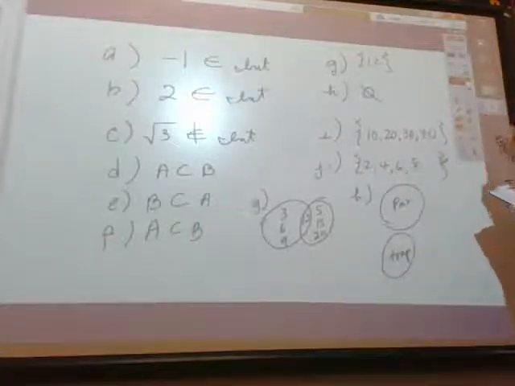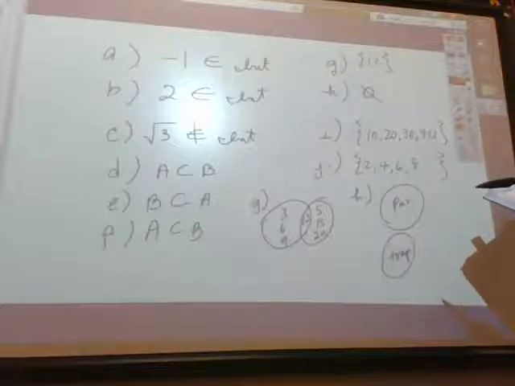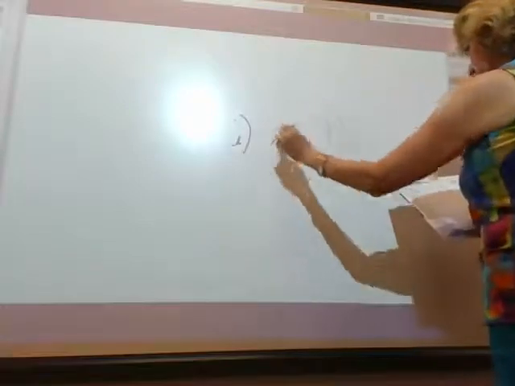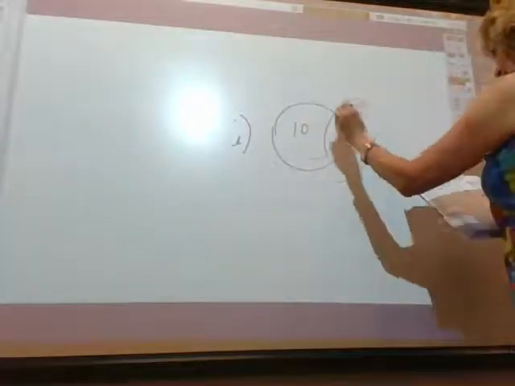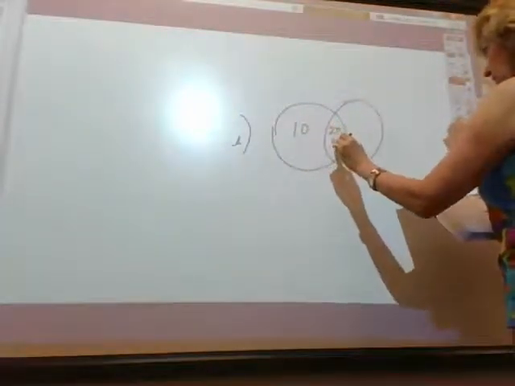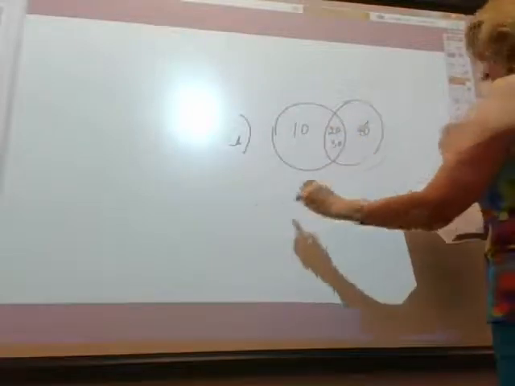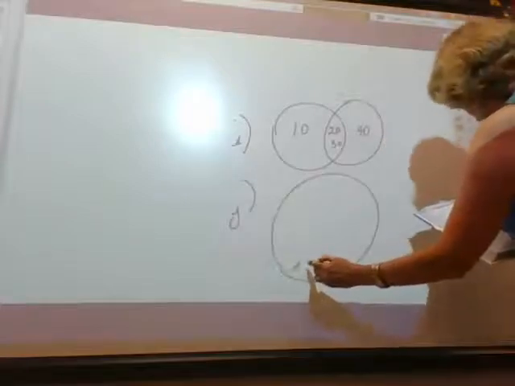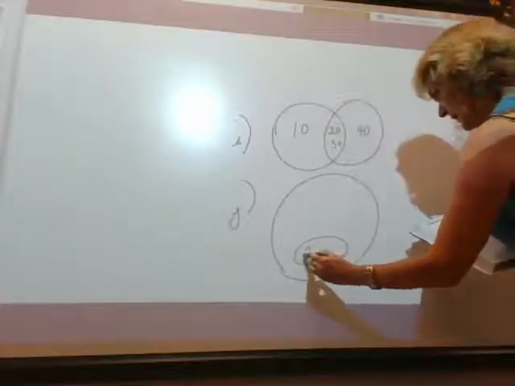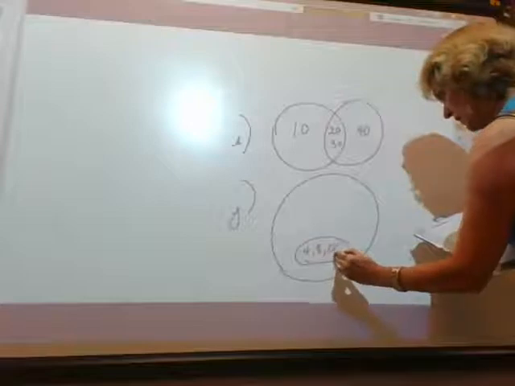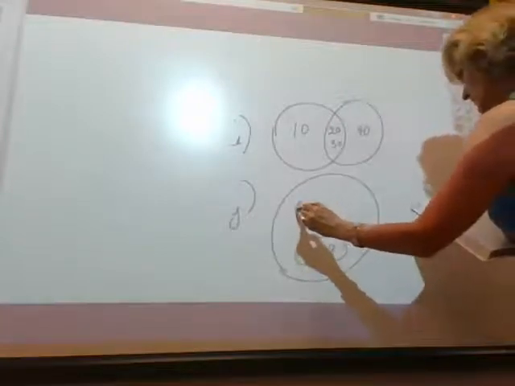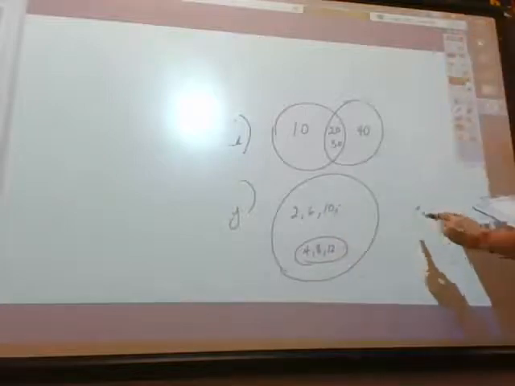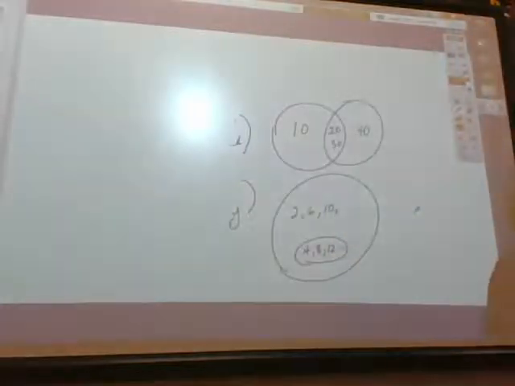And then let me make the Venn diagrams for I and J. All right, so we've got 10, we've got 20 and 30 and 40. For J, the Venn diagram is going to look like this: 4, 8, 12, and so on, and here 2, 6, 10, and so on. All right, I hope that makes sense to you all.